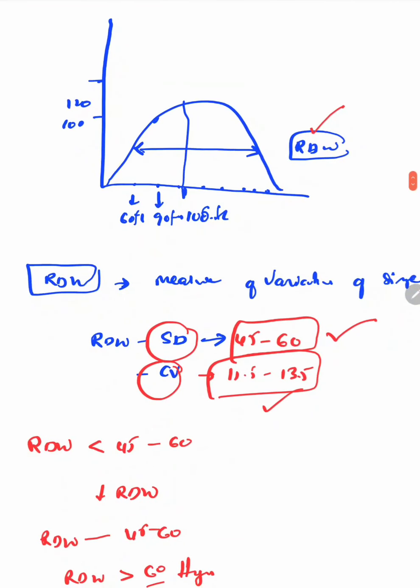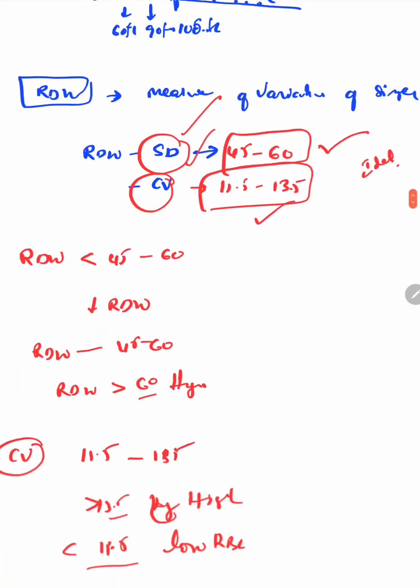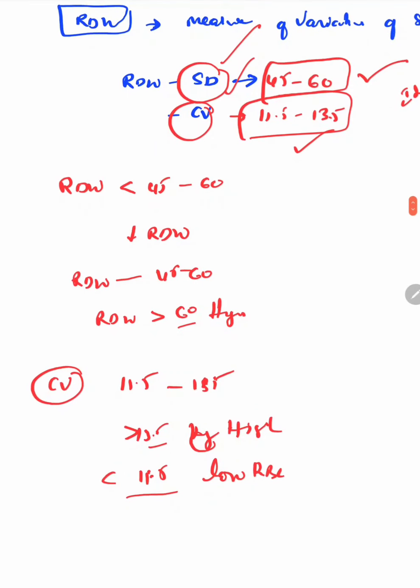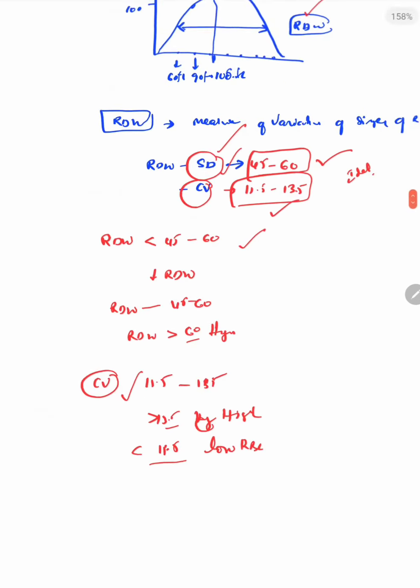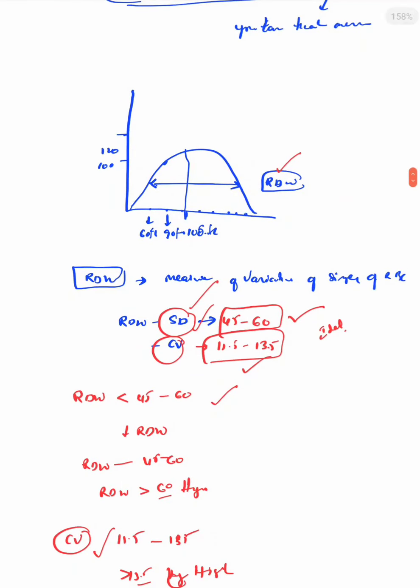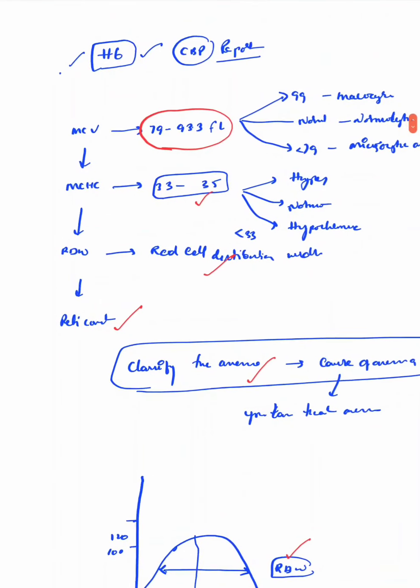There can be two types of RDW quantification: the standard deviation type and the CV type. The standard deviation type is the ideal one. RDW normal values: standard deviation wise, the normal value is 45 to 60, and for the coefficient of variation type measurement, the normal value is 11.5 to 13.5. First we have to decide whether the anemia is microcytic and then whether it is hypochromic.